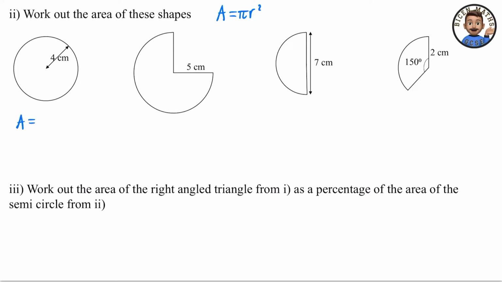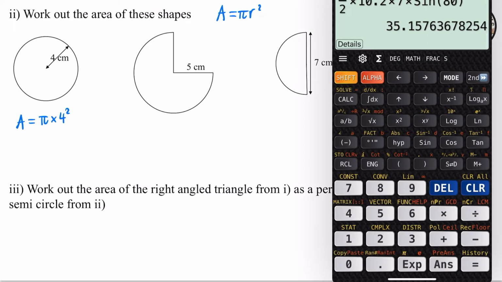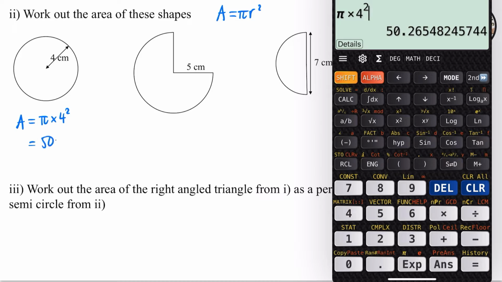So this first one is just going to be pi multiplied by 4 squared. And again, I'm going to just do this to 1 decimal place. So I'm just going to do shift and then get pi, which is down at the bottom, and multiply that by 4 squared. We don't want the exact form, we want it in decimal form. So we have 50.3 centimeters squared.